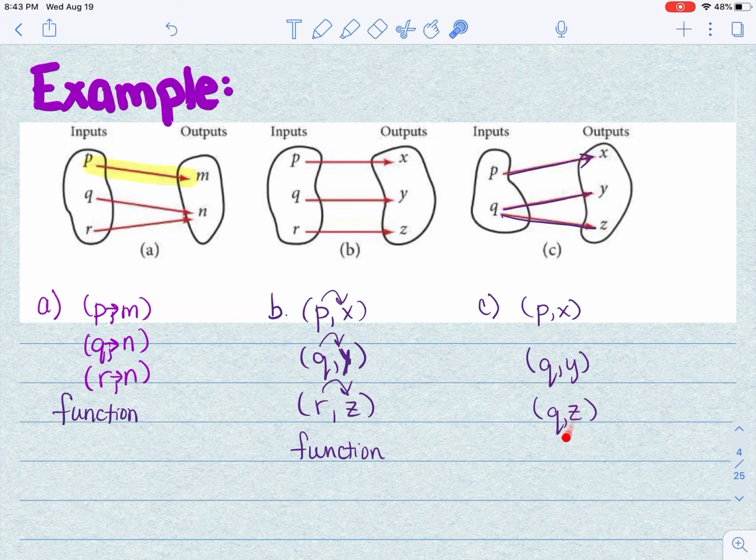It's kind of like saying, thinking of it in real world terms, Q is having a relationship with 2 different partners. Q is in a relationship with Y, and Q is in a relationship with Z, and that is against the rules, at least to be a function. So in this case, this relation for C is not a function because Q is associated with Y and with Z.